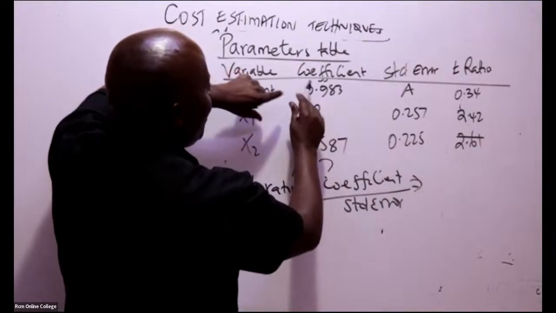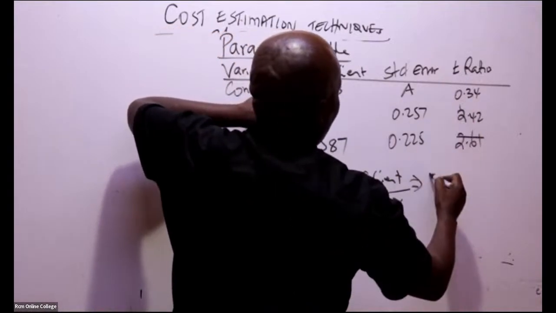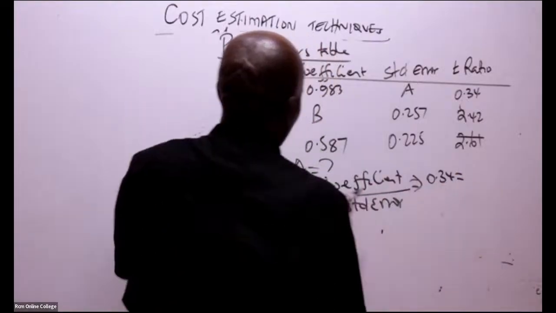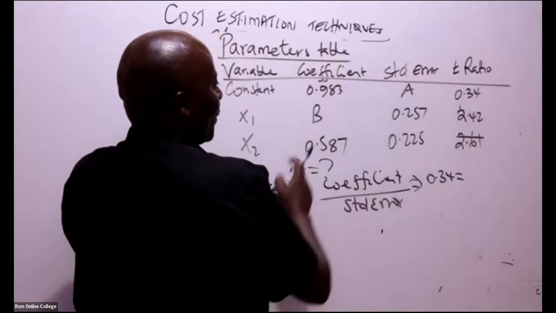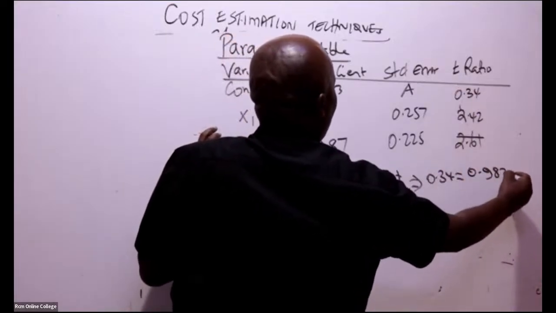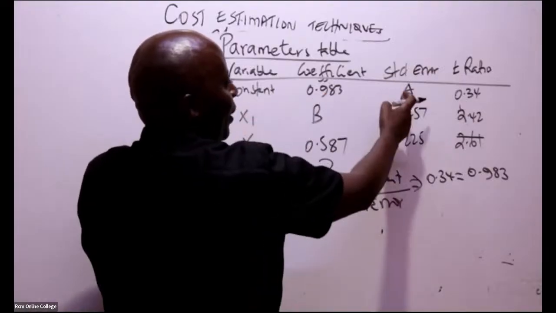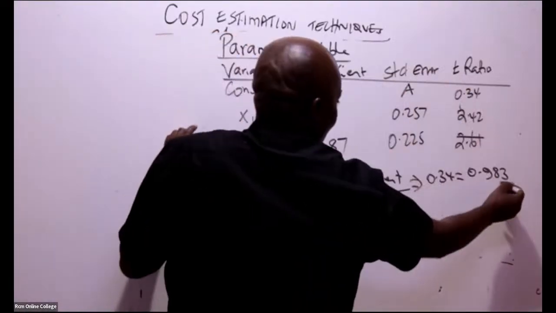The T ratio here where A is, for this constant, is 0.34. That is the T ratio I'm substituting. It equals the coefficient, and we know the coefficient is 0.983, divided by the standard error for the first one, which is A.